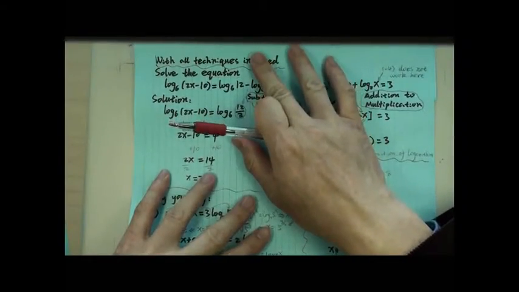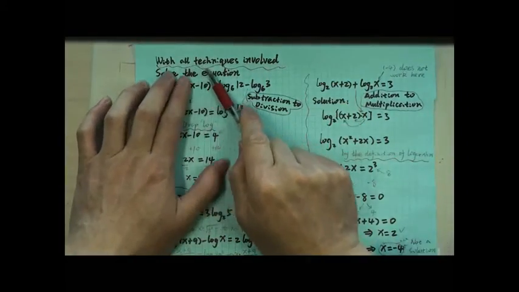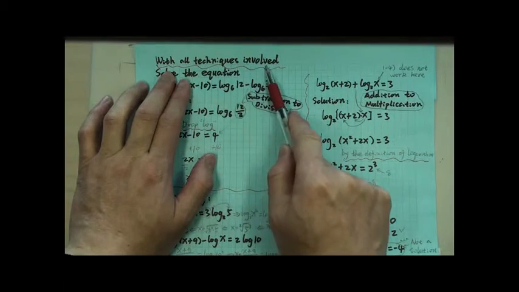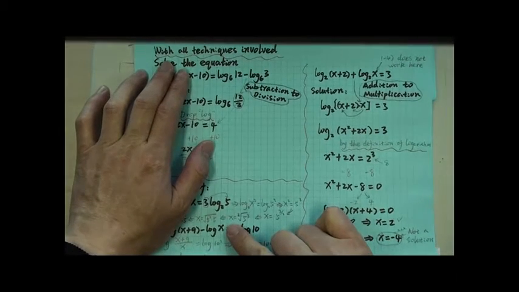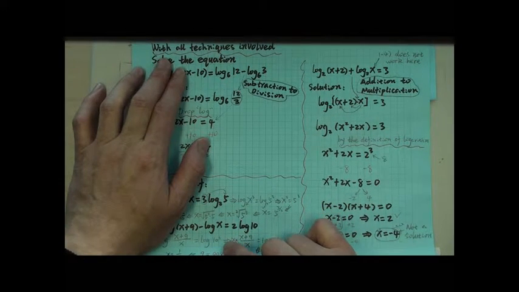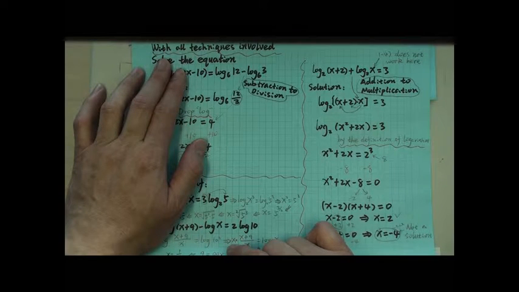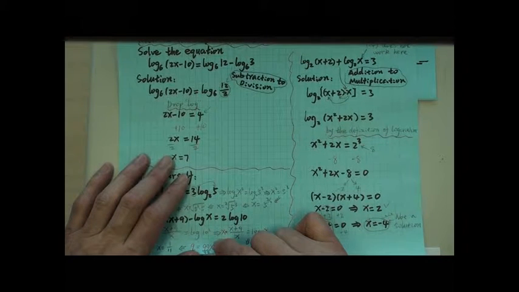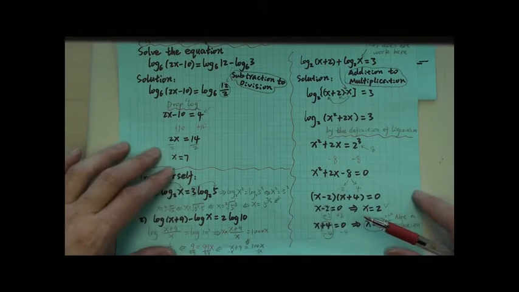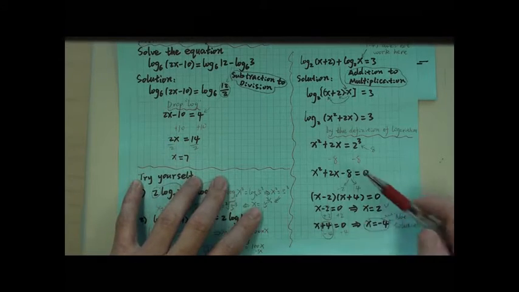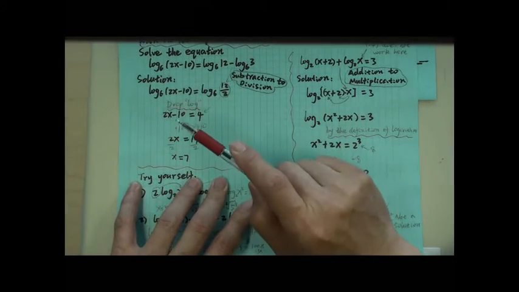This one is with all techniques involved. Okay, that means drop log, using definition and using properties. Okay, all techniques are involved. Now let's look at this example first.